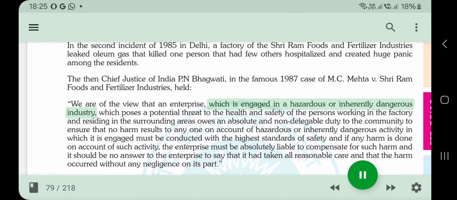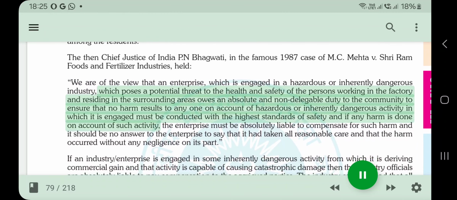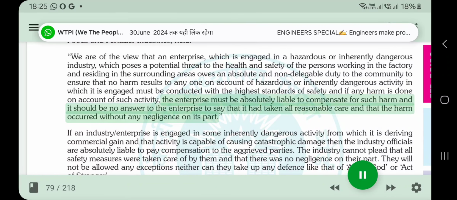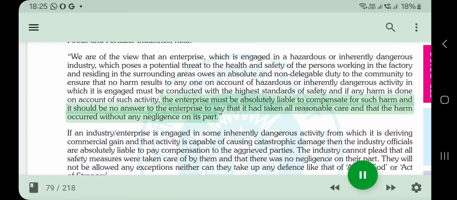We are of the view that an enterprise, which is engaged in a hazardous or inherently dangerous industry, which poses a potential threat to the health and safety of the persons working in the factory and residing in the surrounding areas, owes an absolute and non-delegable duty to the community to ensure that no harm results to anyone on account of hazardous or inherently dangerous activity in which it is engaged. It must be conducted with the highest standards of safety, and if any harm is done on account of such activity, the enterprise must be absolutely liable to compensate for such harm, and it should be no answer to the enterprise to say that it had taken all reasonable care and that the harm occurred without any negligence on its part.